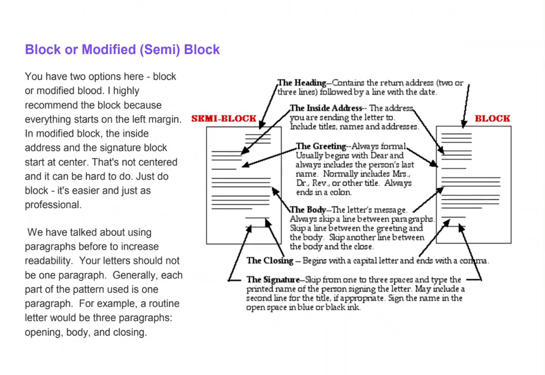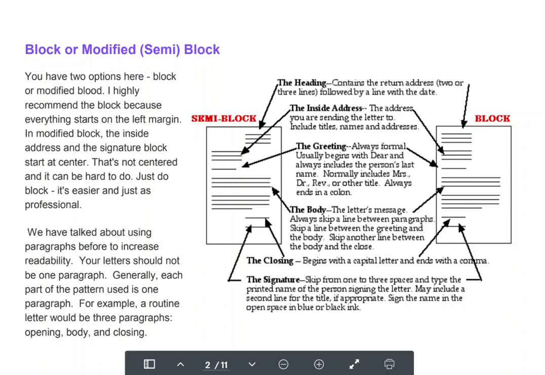Okay, students always question, they want to use semi-block, or modified block it's also been called, versus block. I like block because everything starts at the left margin. You cannot screw it up. If you use the modified block, the inside address, the date, and your closing start at midpoint. They're not centered, they start at midpoint, which is kind of hard to figure out how to do. Just use the block, everything from the left, and you can't go wrong.